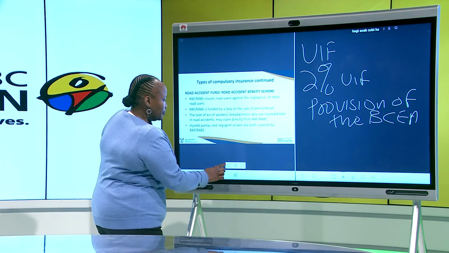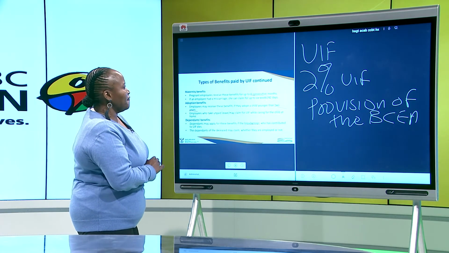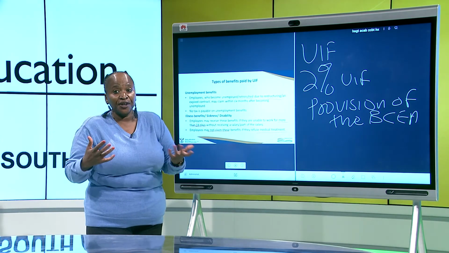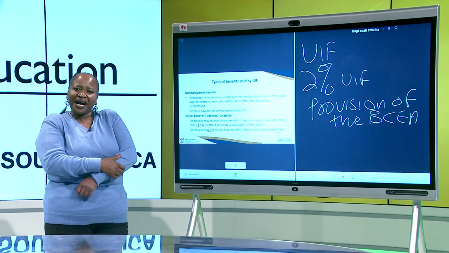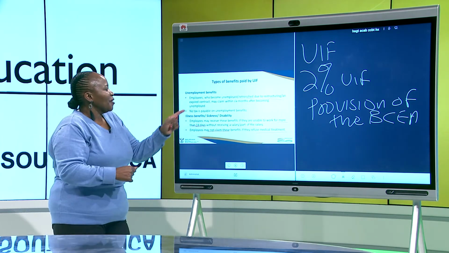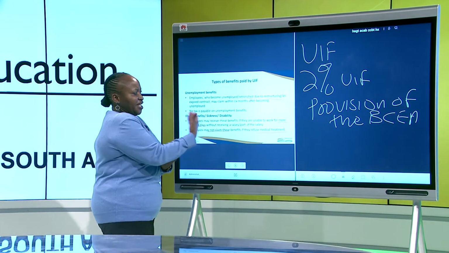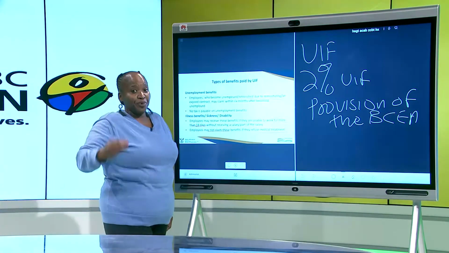So now, let us recap a little bit on types of benefits paid by UIF. I'm recapping, learners, because it's actually a lot of marks. You can obtain 14 or 16 marks for this, because for unemployment benefit it's 2, for explanation 2, if it's asking a section C essay type question. Illness benefit 2 marks, 2, but you need to know the explanation.